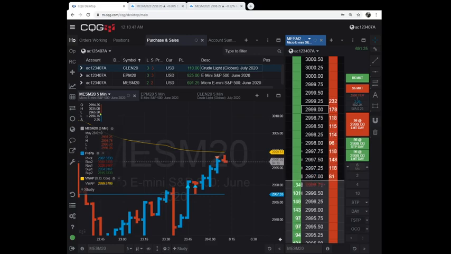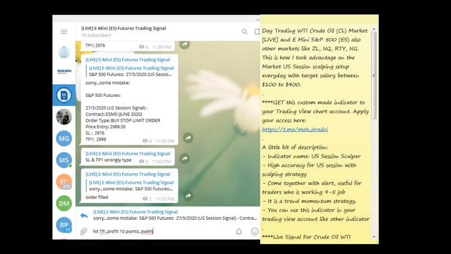Profit 10 points. So about that. Profit 10 points. Yeah. So it was a good one. Perfect 10 points. So 1.4 minutes and $50. So 500 US dollars easily during the US session.